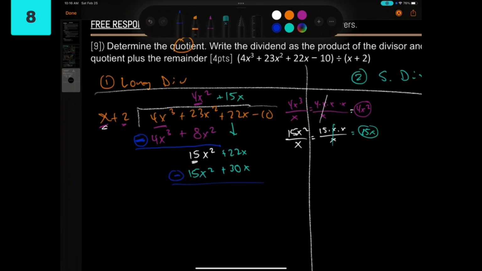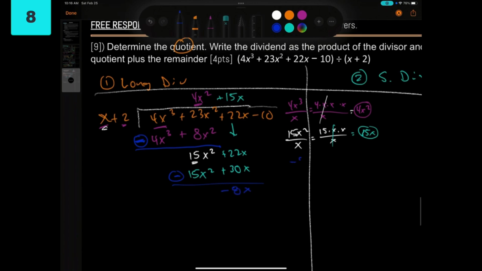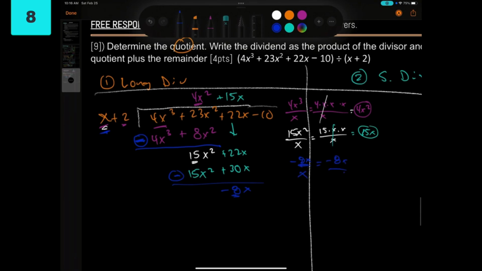And then 22 minus 30 is negative 8x. So I'm going to take negative 8x, and I'm going to divide that by x. So that'll be left with negative 8. So negative 8 times x, I forgot to bring that down again. Negative 8 times x is negative 8x. And negative 8 times 2 over here, that will give you negative 16.